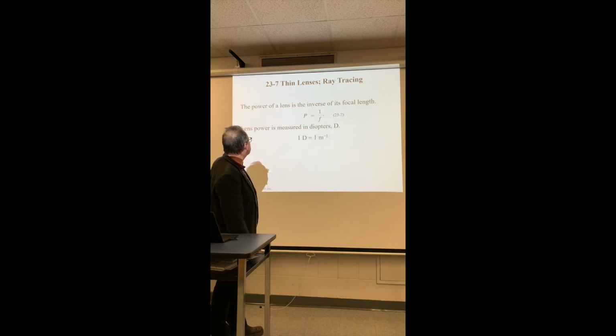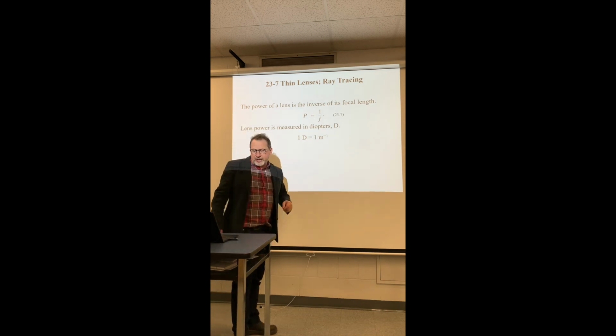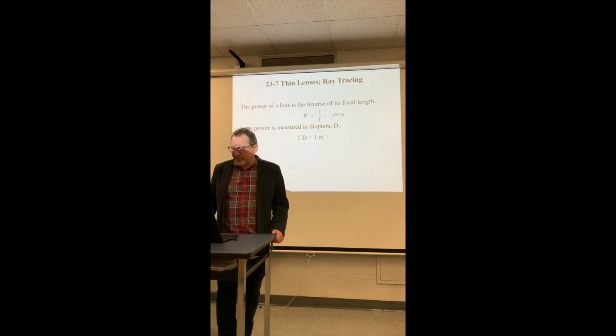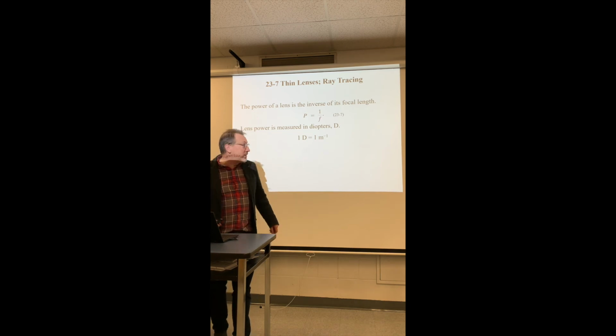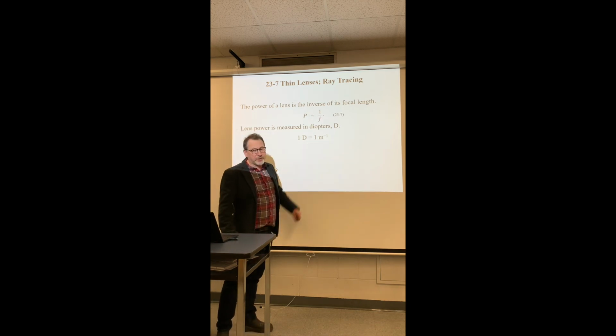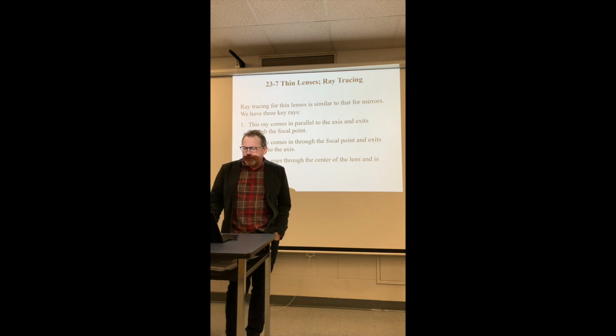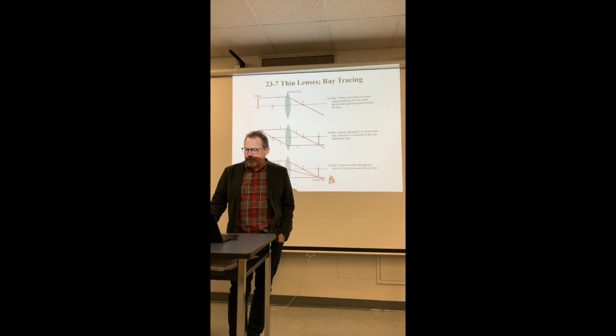Okay. The power of a lens is equal to 1 over its focal length in meters, and you might have come across this if you wear glasses. This is called diopters. I think I'm 1.25 diopters on mine, but the diopter has a unit of 1 over length. We can do the same thing we did for the mirrors for the thin lenses and trace rays, and again, let's just skip right to the diagram.